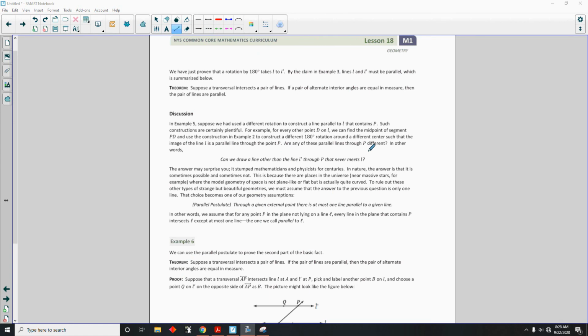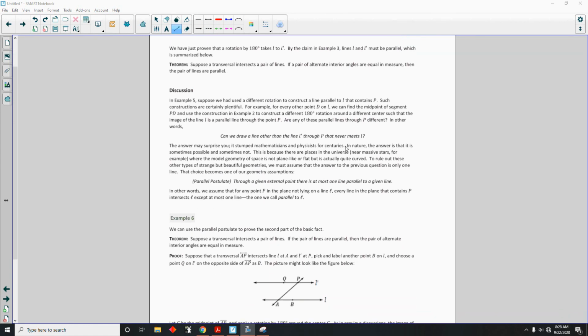Okay, page 5 says, we have just proven that a rotation by 180 degrees takes a line L to a line L prime. By the claim in example 3, lines L and L prime must be parallel, which is summarized below in a theorem that says, suppose a transversal intersects a pair of lines. If a pair of alternate interior angles are equal in measure, then the pair of lines are parallel.